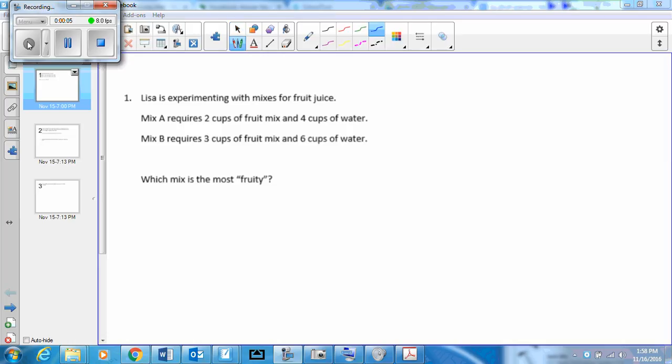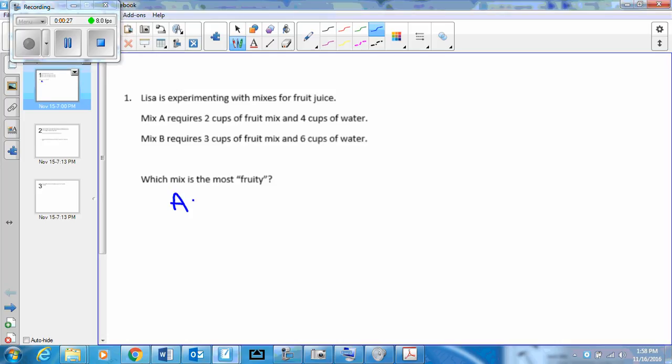Decide which fruit mix or juice mix is more fruity. So looking at question 1, Lisa is experimenting with mixes for fruit juice. Mix A requires 2 cups of fruit mix and 4 cups of water. Mix B requires 3 cups of fruit mix and 6 cups of water. Which mix is the most fruity?